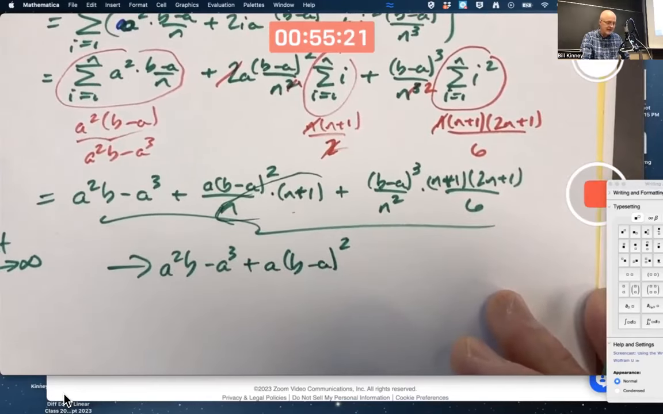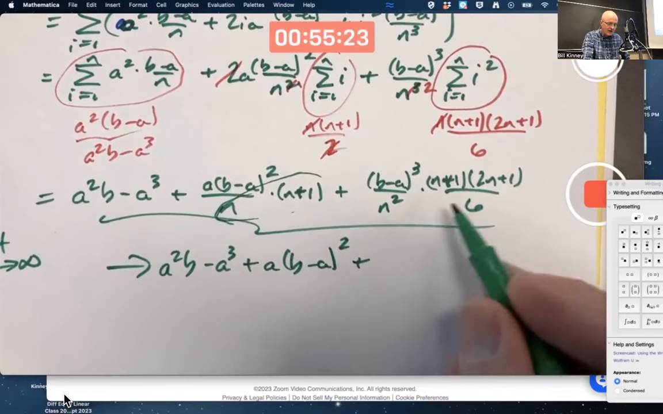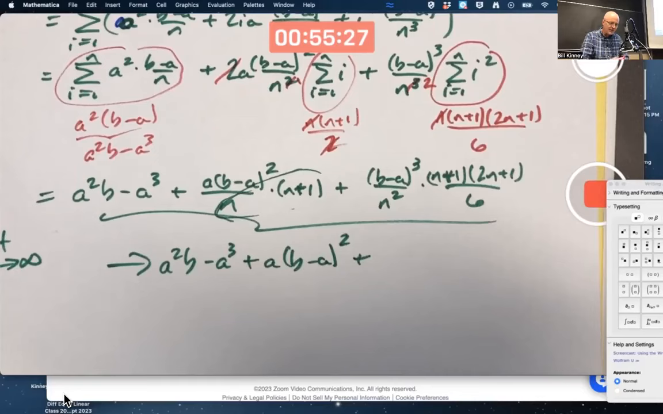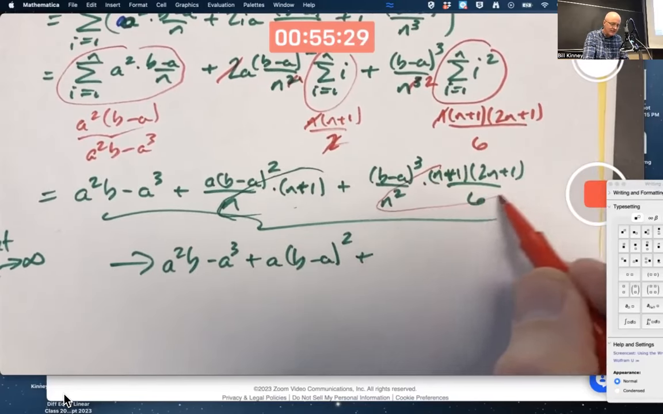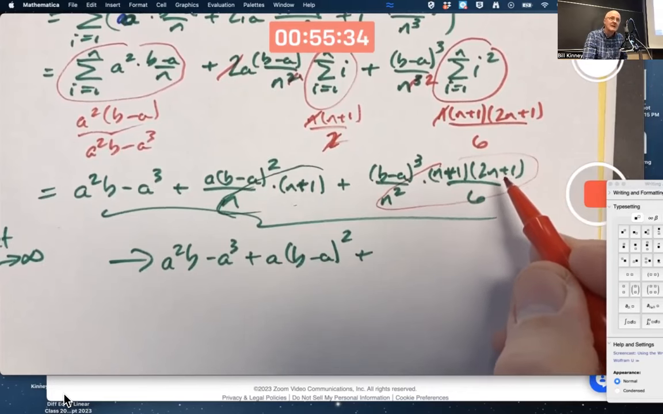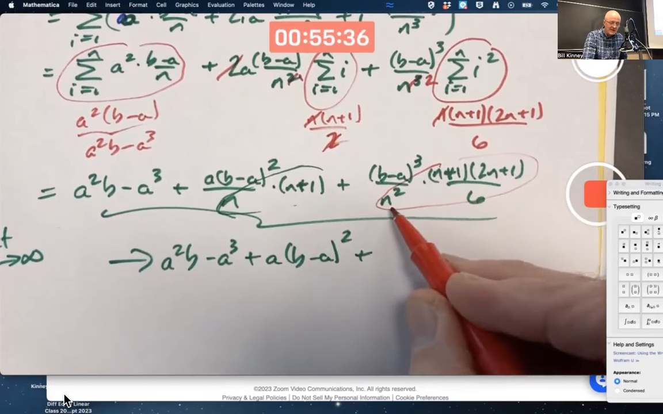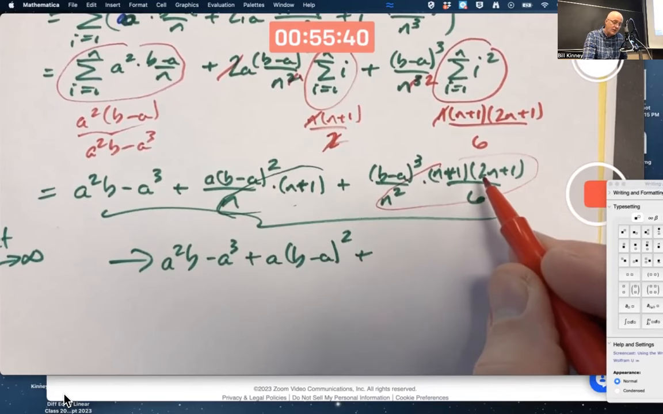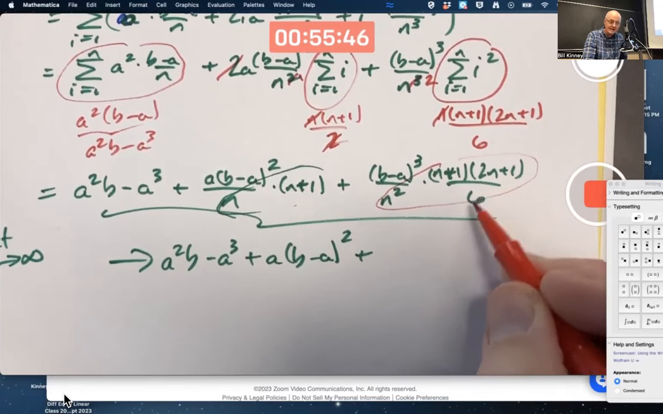As n goes to infinity. And what about this one here? Once again, this part's a rational function of n. The degree of the top and the bottom are both 2. The coefficient of n squared is really 6. Coefficient of n squared on the top is 2. This goes to 2/6, or 1/3 as n goes to infinity.